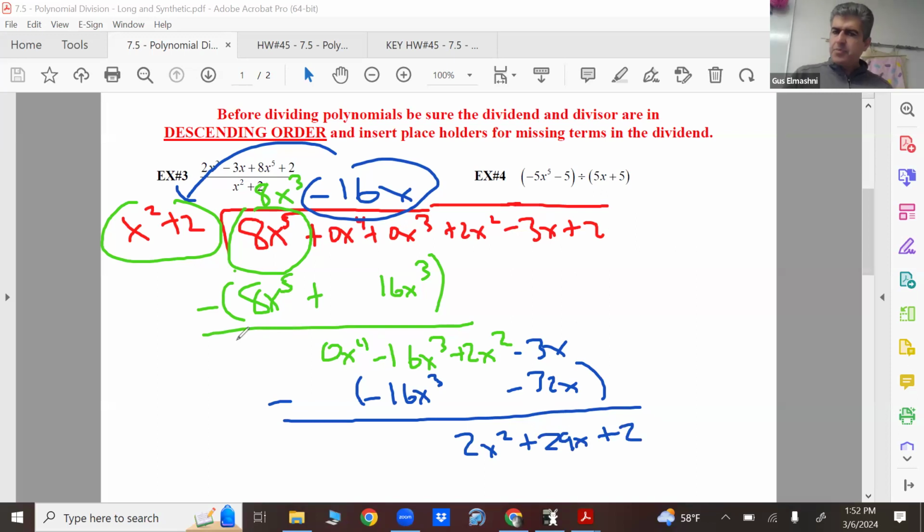And then lastly, what would you multiply x squared by to get to 2x squared? 2? Mm-hmm. Yep. So it becomes 2x squared plus 4. Get 29x. And that's your remainder. Okay. So the final answer is going to be this.